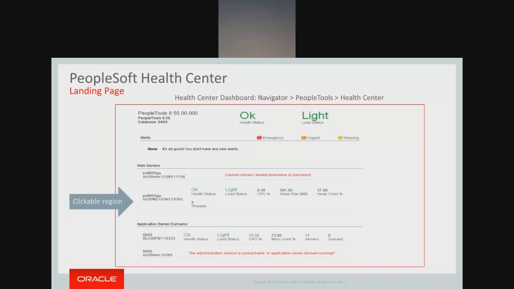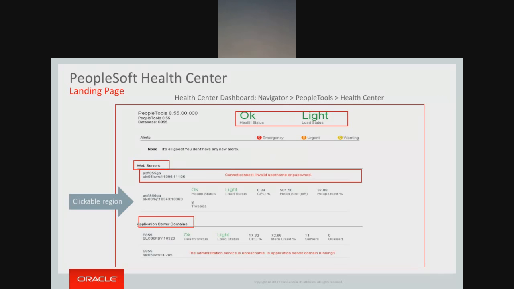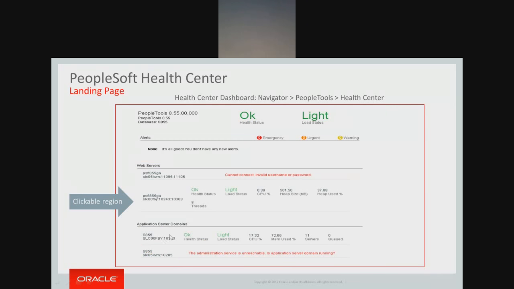And you can see down here we have different statuses. For this particular server, it's showing that it can't connect. The overall status is okay, with the light load status, meaning that there aren't a lot of users hitting the server. So we have our web servers, application servers, and the statuses within each of those.